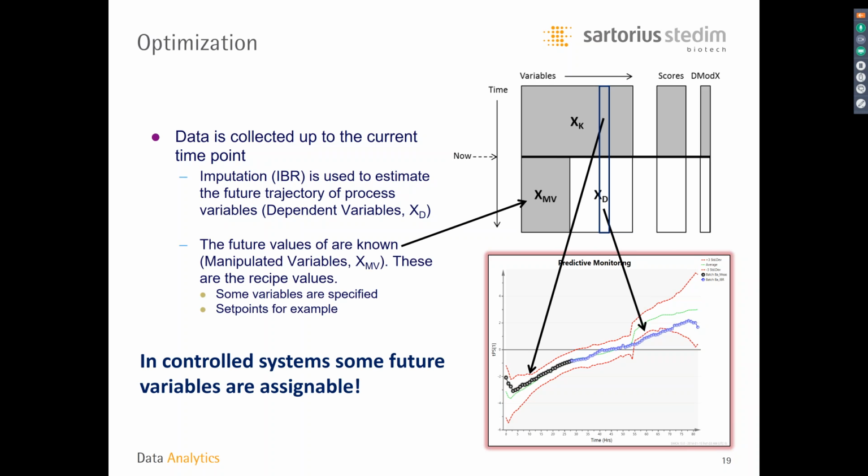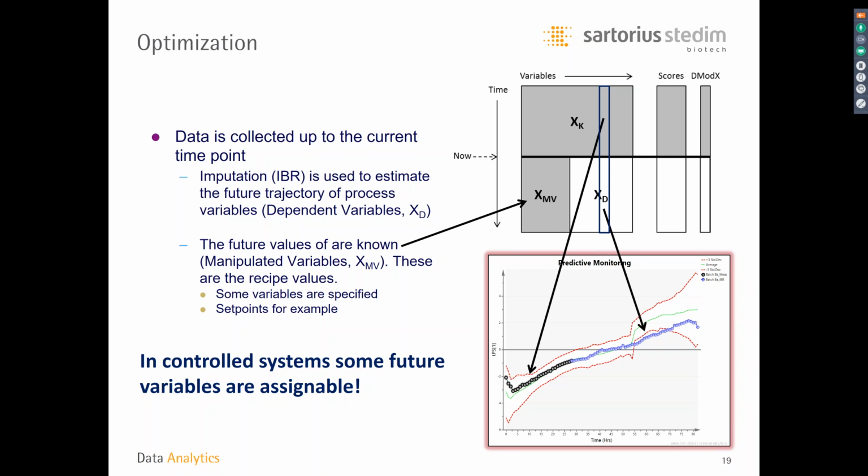Now, in many processes, we have some ability to adjust things. I call these XMV, manipulated variables, from control terminology. For instance, we may control pH, which means that we measure pH and we also have a pH set point. The pH set point would be the manipulated variable. You can specify the set point. That's not something you measure, it's something you can assign.